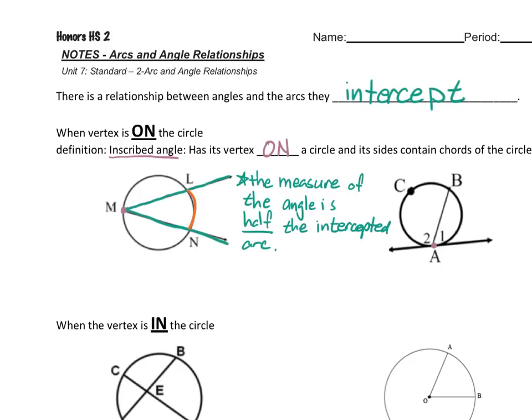Okay, I went ahead and wrote the words in there for you, and I would go ahead and write that down because it just writes it nice and clearly there. But the measure of the angle is half the intercepted arc. So go ahead and pause and get that in there. And then I'm going to use these pictures to actually write a formula.